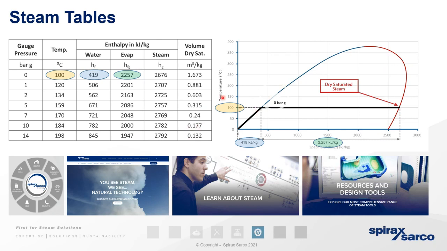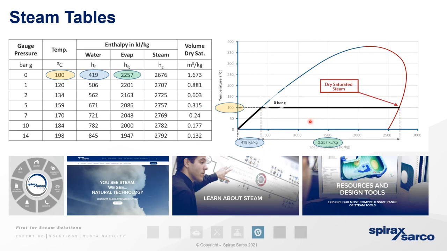On the right-hand side, this is what we call the steam phase diagram. To give you a quick crash course with regards to steam formation, we can see that water needs a certain amount of energy to be raised from 0 to whatever temperature is required. In this example, they're making use of atmospheric pressure, which is your 0 bar gauge, which has a temperature of 100 degrees Celsius. So to raise your water from 0 to 100 degrees Celsius, we're going to require 419 kilojoules per kilogram. At this stage, if we've entered all this energy, we have boiling water.